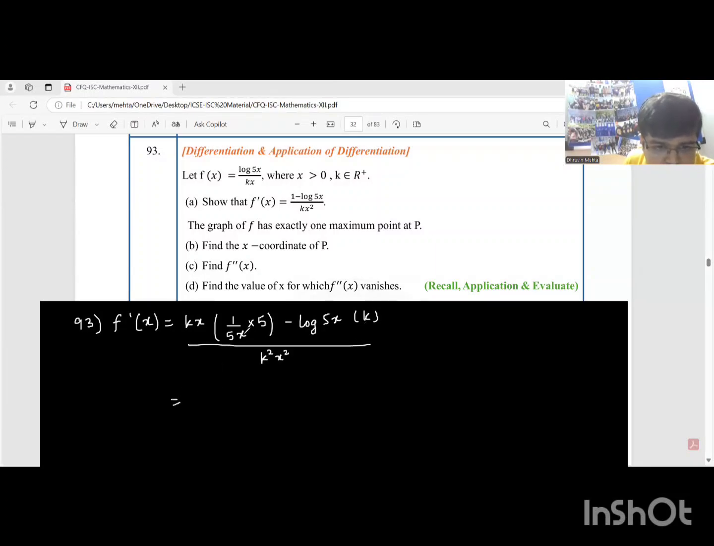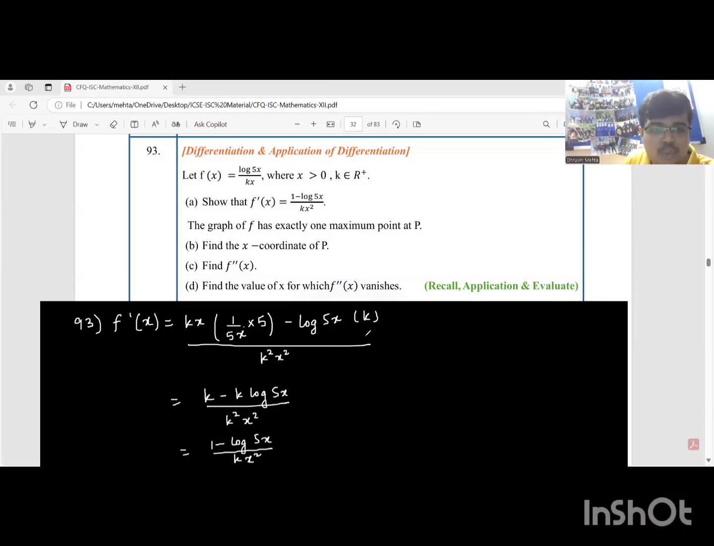When you simplify this further, students, this x will get cut, the 5 will get cut. We are left with k minus k log of 5x upon k square x square. You can take a k common, students, and cut one k. We'll get 1 minus log 5x upon k x square. So that proves the first part.